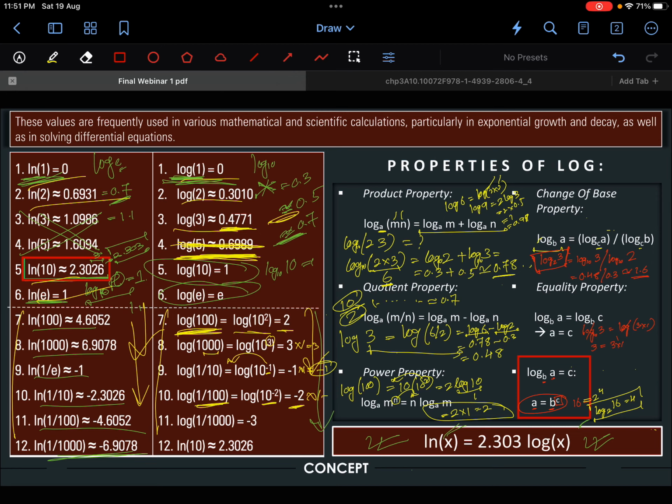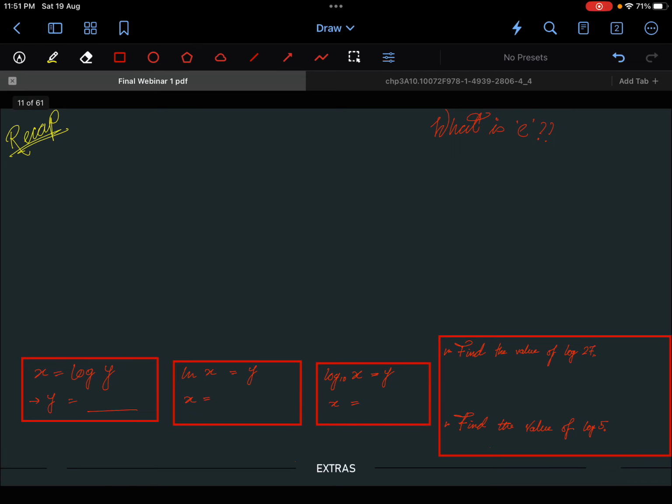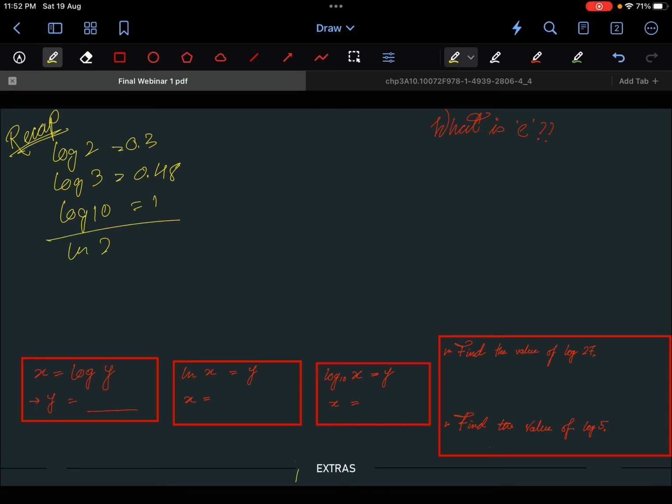So do I need to do a quick recap? I think it will be good, right? So what did we learn? Log 2 is 0.3, log 3 is almost 0.48, or you can also say 0.5, base 10, and again if you practice it 1 or 2 times it will just be muscle memory. And ln 2 is 0.693, that is similar to 0.7. And then ln 5 is 0.7 also, not ln 5, sorry, log 5. Log 5 is equal to 0.7.